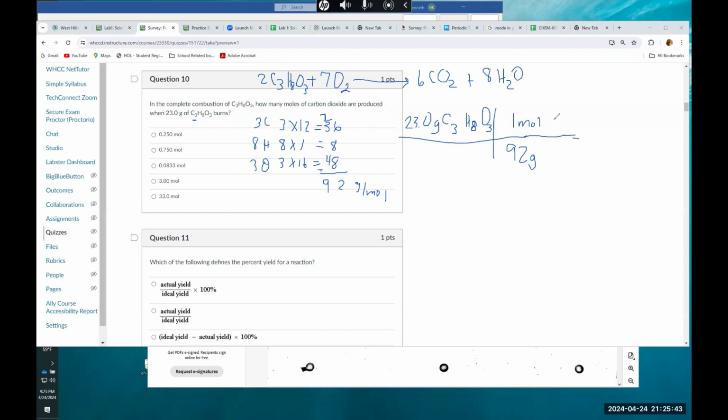Okay. So, but what are we looking for though? Slow down just a minute, because then we get a little anxious there. What are we looking for? We're looking for a different number. It says, how many moles of carbon dioxide? So what is the relationship between this C3H8O3 and carbon dioxide?